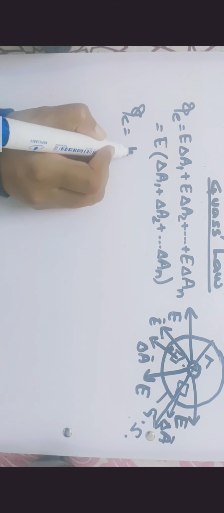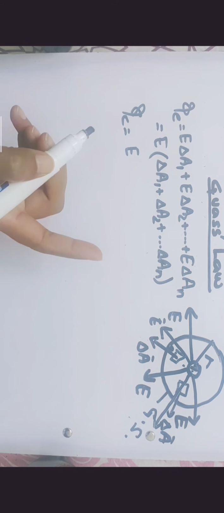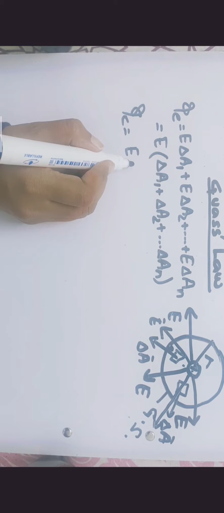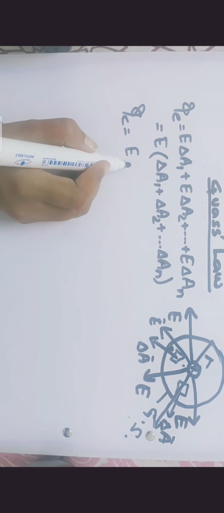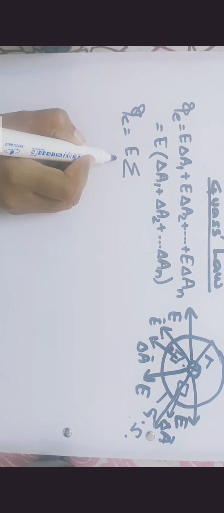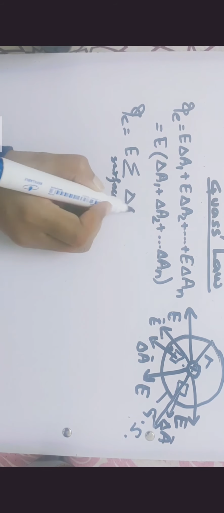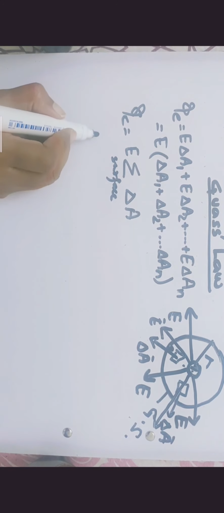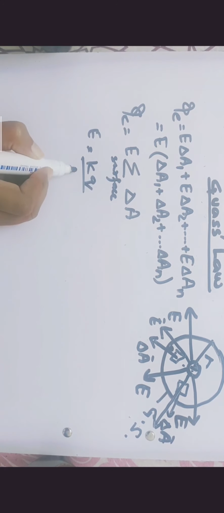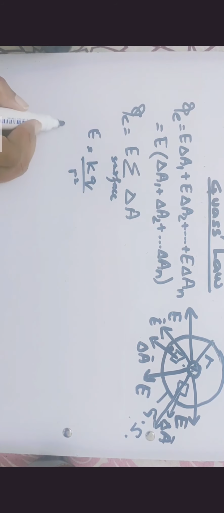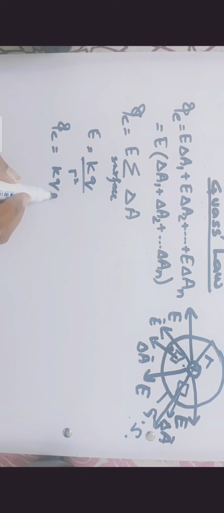And we say that a summation would be applied over this whole area, as we did in our previous lectures. So we will apply a summation over here, and this summation would be for the whole surface, delta A, and we can write it like this. Now we know the value of E is kq by r square, so we can write this value in the above equation. So phi E equals kq by r square into the summation over the whole surface of delta A, right? Yes, this is for the whole surface.